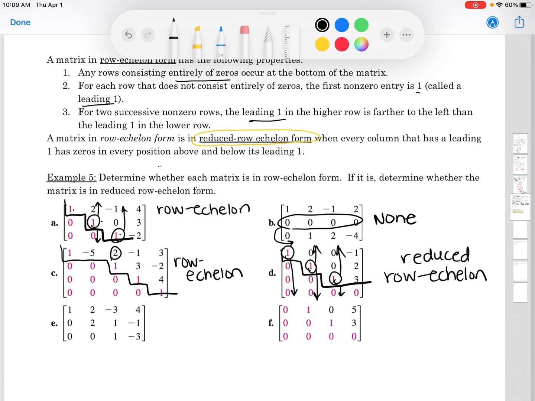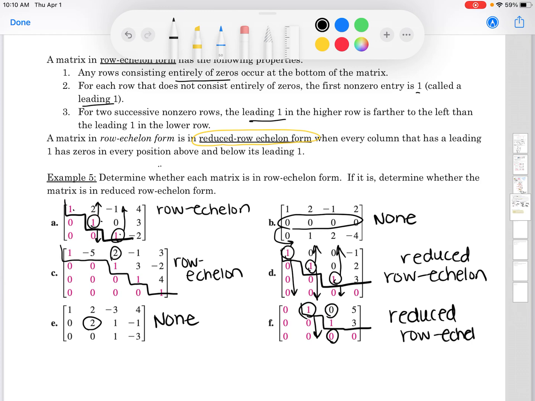Okay, let's look at E. So E is not in row echelon because of this 2. If this 2 was a 1, I'd be in good shape. So this is neither one of those. It's none of those. And then in F, our first one, we make that stair step, perfectly fine. Is it reduced? Well, under the 1 is all 0, 0, 0. Yeah, this is reduced row echelon.